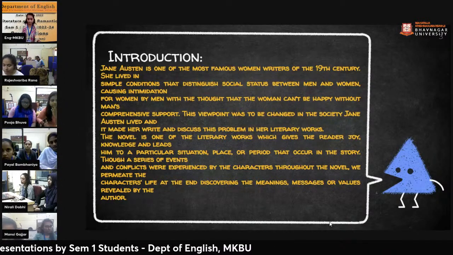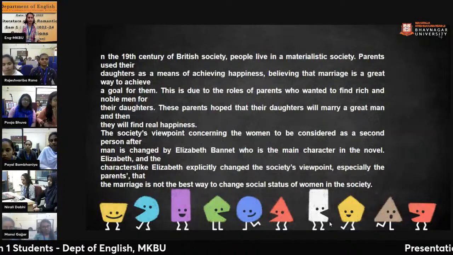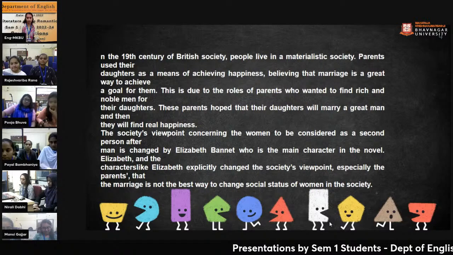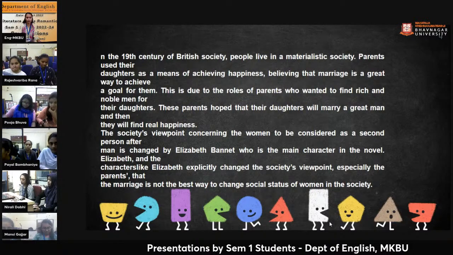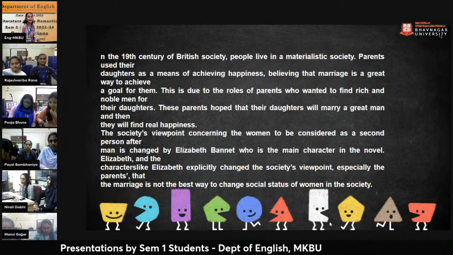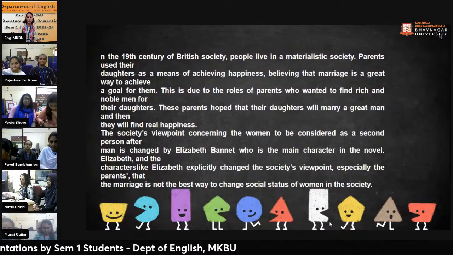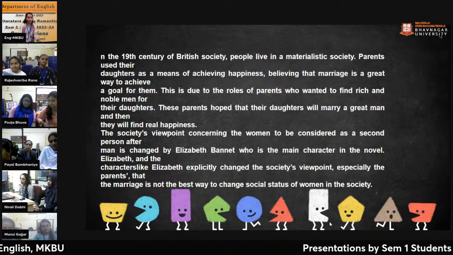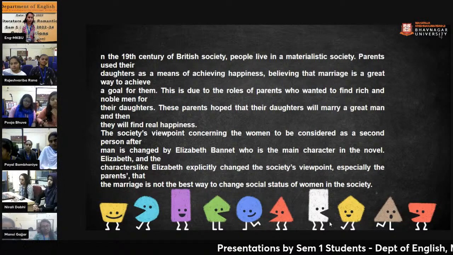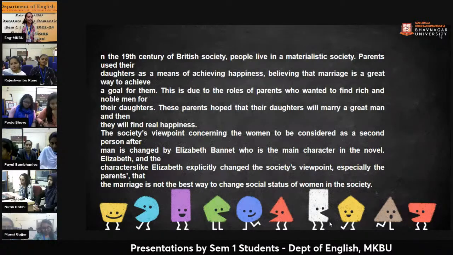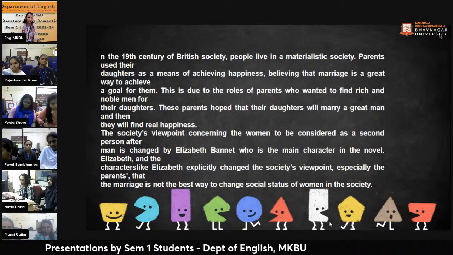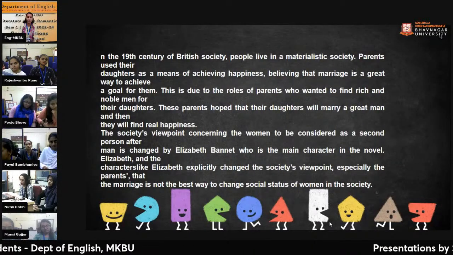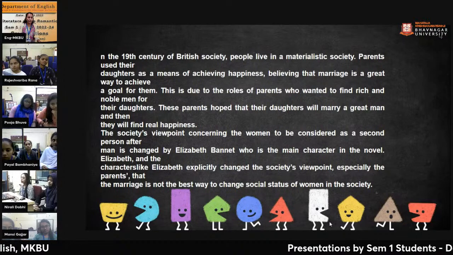In the 19th century British society, people lived in a materialistic society. Parents used their daughters as a means of achieving happiness, believing that marriage is a great way to achieve a goal for them. This is due to the role of parents who want to find a rich and noble man for their daughters. These parents hope that their daughter will marry a great man and then they will find real happiness.